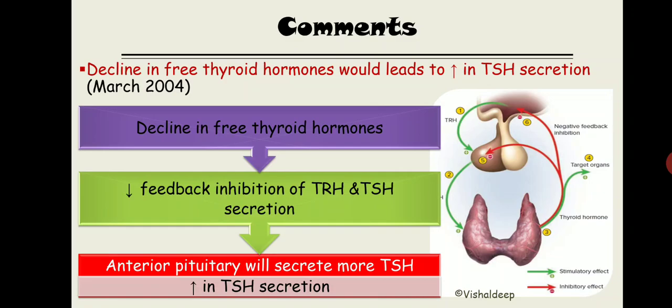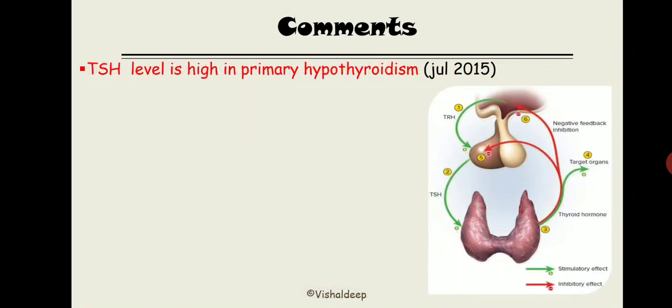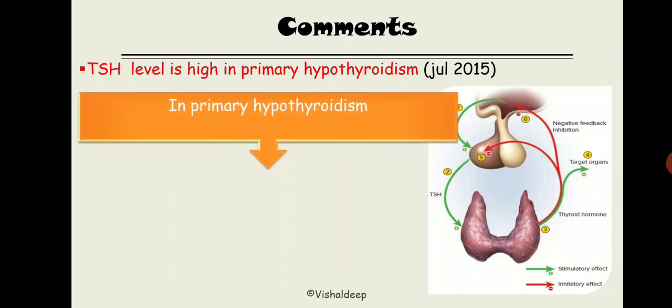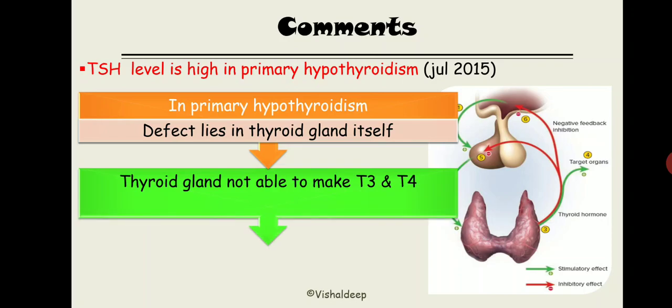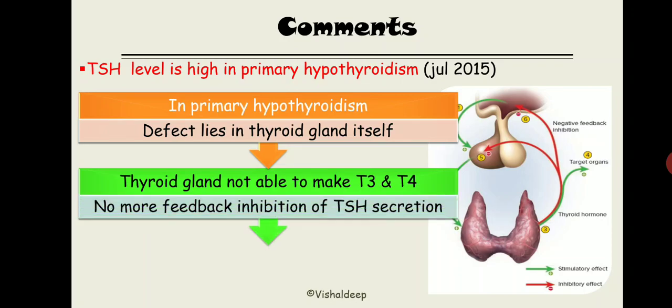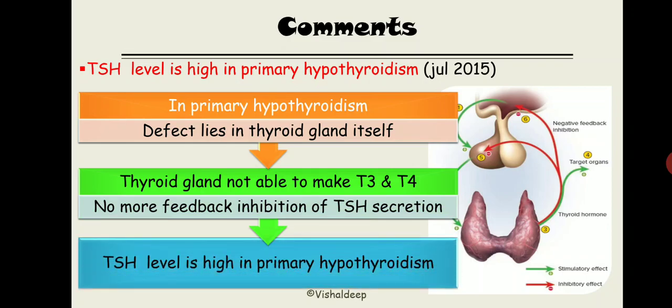Now the second comment has a touch of the applied aspect. The TSH level is high in primary hypothyroidism. Now what is primary hypothyroidism? Whenever the term primary comes in any applied aspect, remember that primary is designed for a problem present inside that particular gland. So in primary hypothyroidism, the defect lies in the thyroid gland itself. So the thyroid gland is not able to make T3 and T4 in sufficient amount. So there is no more feedback inhibition of TSH secretion, and the TSH level will be high. So that is the answer for why the TSH level is high in primary hypothyroidism.